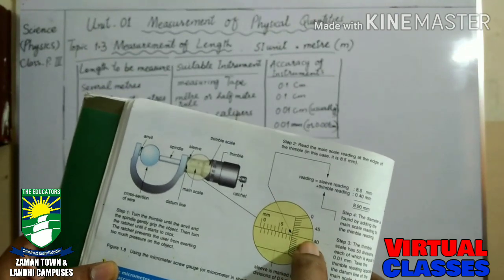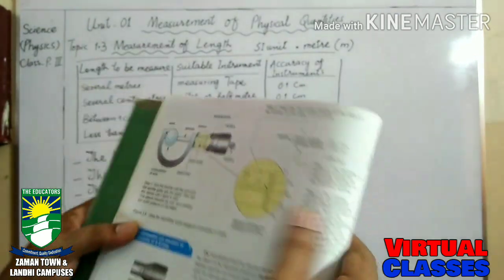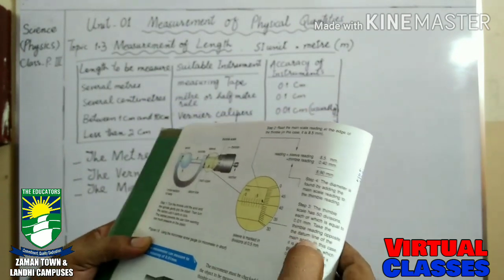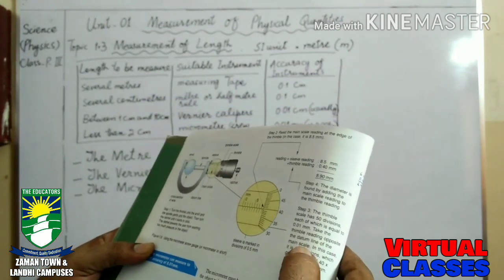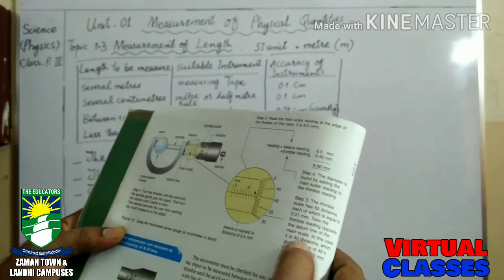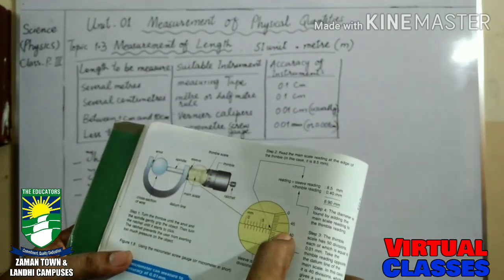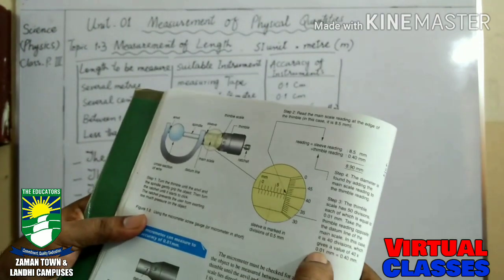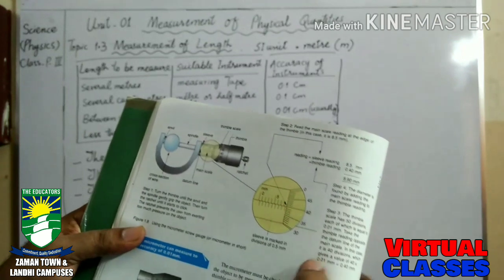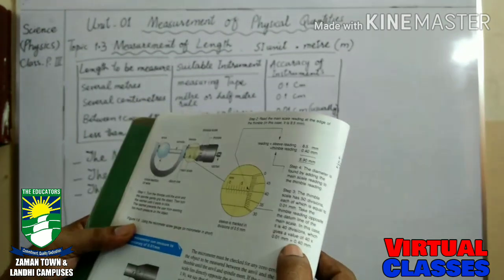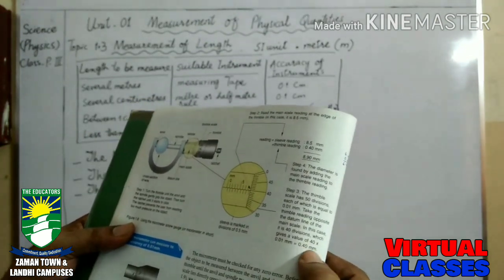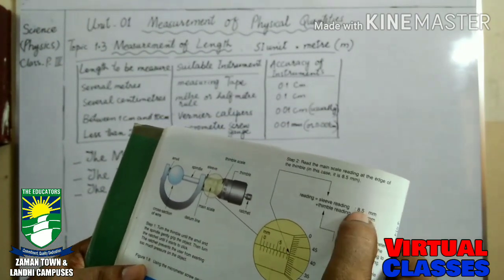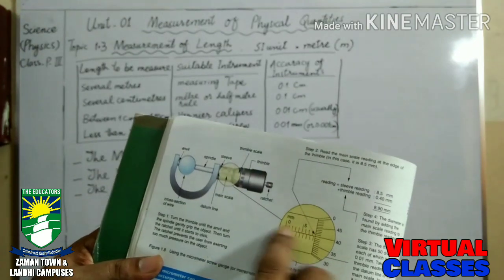So that is 40. See, take the thimble reading opposite the datum line of the main scale. In this case, it is 40 divisions, which gives the value of 40 multiplied by 0.01, because 1 shows 0.01 millimeter, that will be 0.40 millimeter. So 0.40 millimeter will be added into 8.5, which is the main scale.